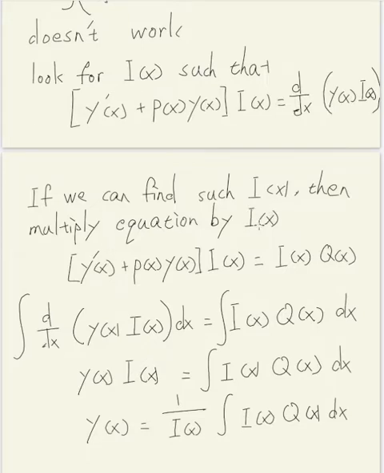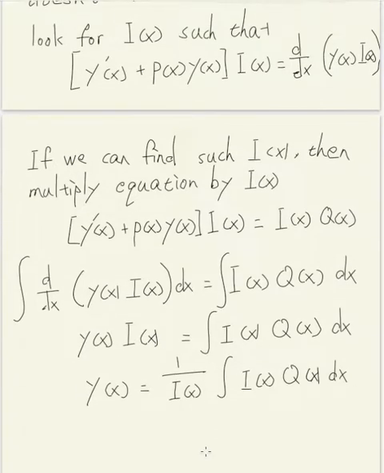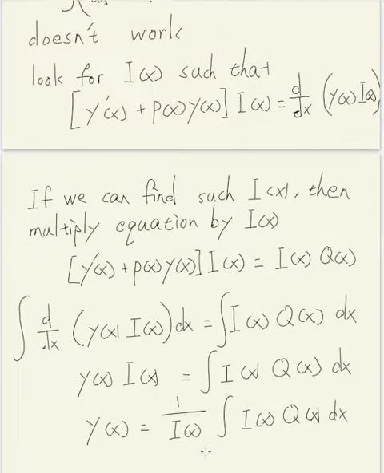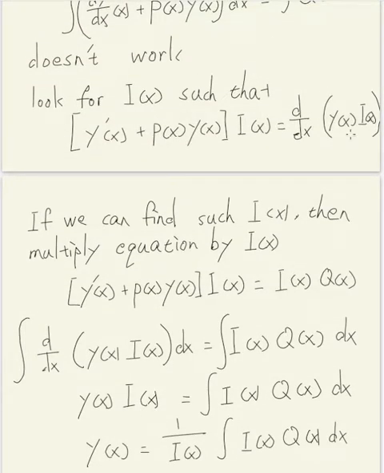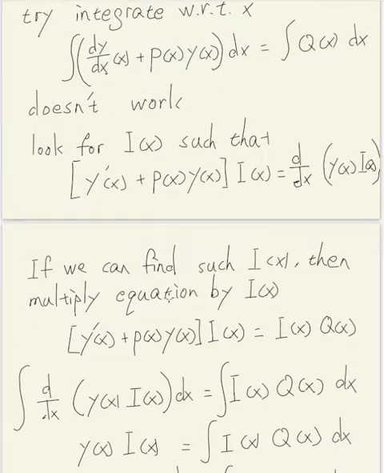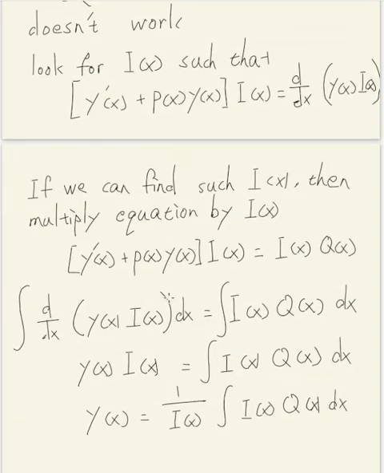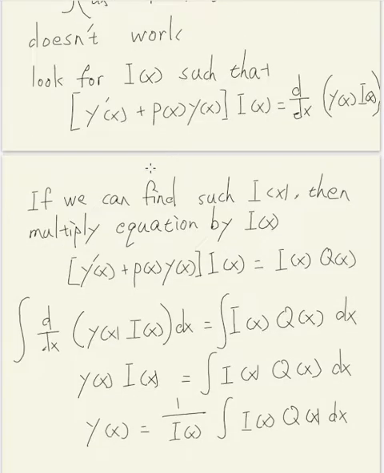Now, depending on what I and q actually are, this integral may or may not be explicitly evaluated, but nonetheless, this is a fixed expression in terms of x, right? So we solved this equation. This is why we look for an integrating factor that satisfies this condition. It's precisely because we want to turn the left-hand side into something that can be integrated with respect to x. So the only difficulty now lies in what this integrating factor is.